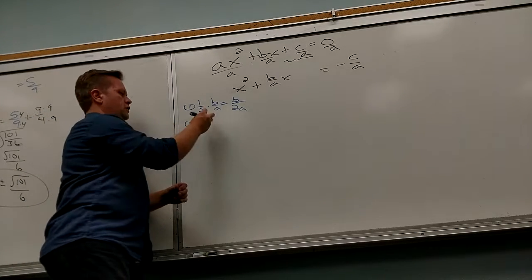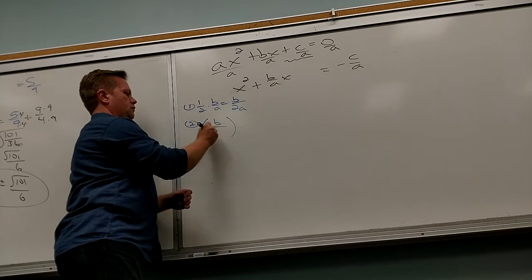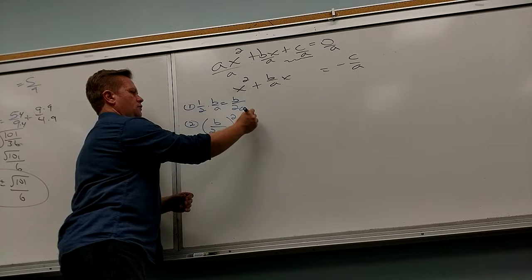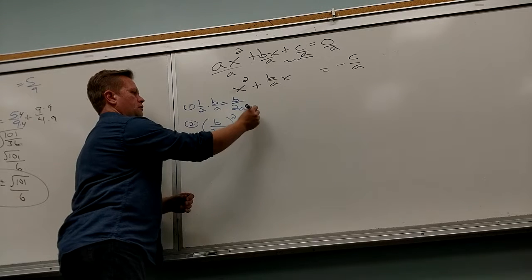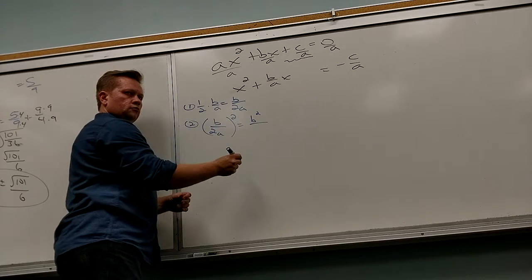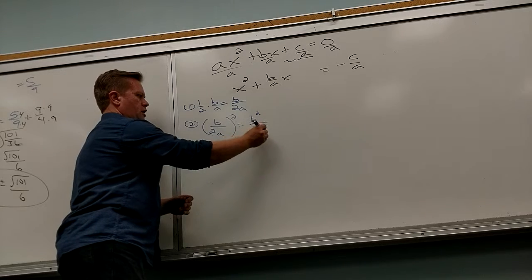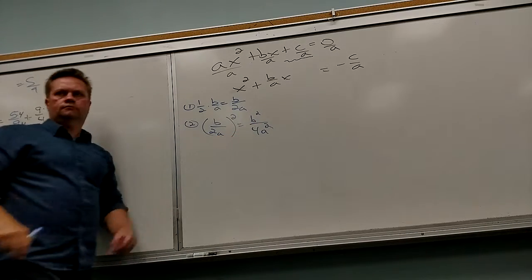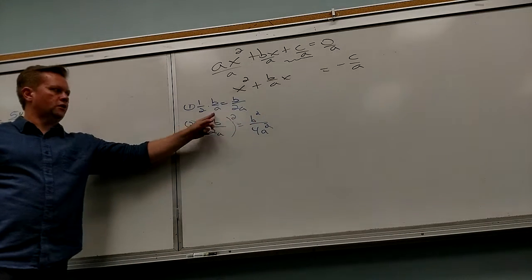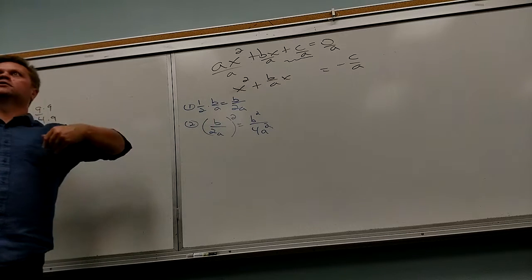And then I do what to that? Squared. What's b over 2a squared? b squared over 4a squared. I got twice what? Twice always. Everything gets doubled. Everything gets squared.